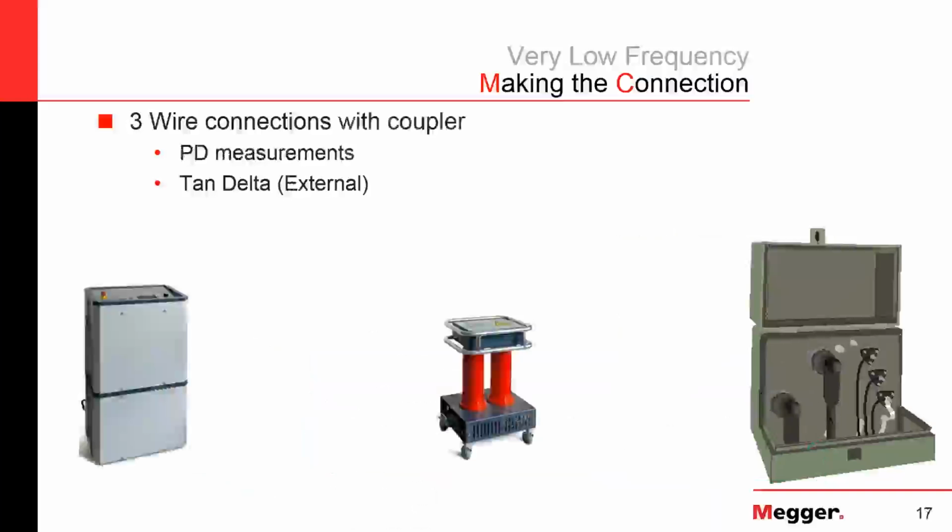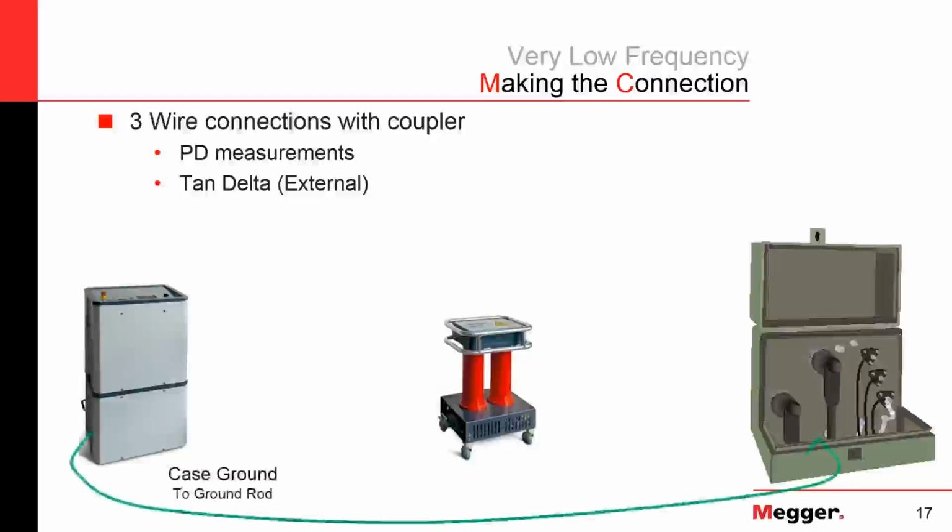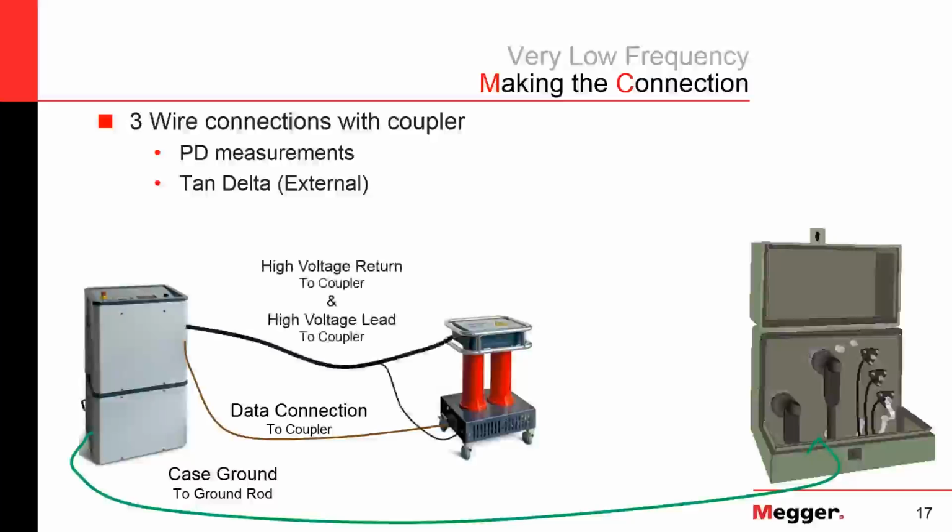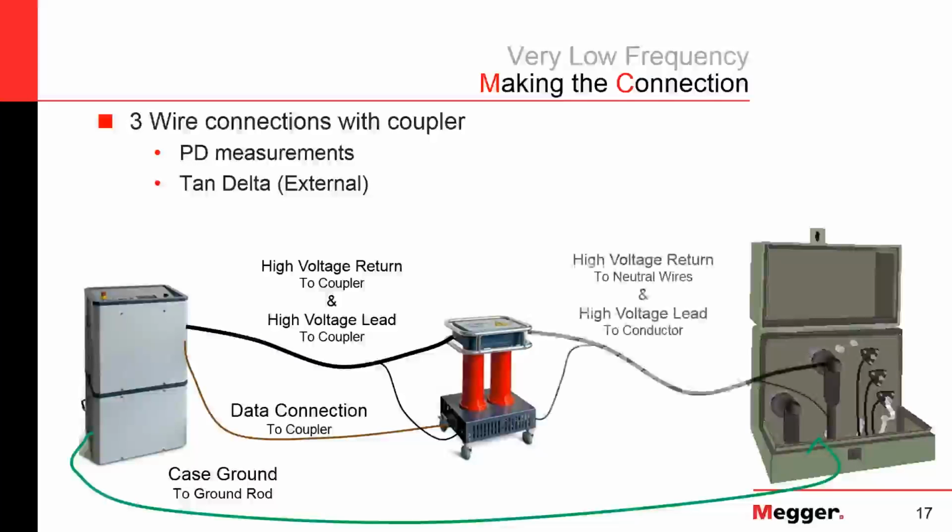For partial discharge testing or for units that have an external Tan Delta coupler, we need to include the coupler in the connection. So again, the case ground is always the first connection we make. We'll add a data connection to bring the data from the coupler back to the unit. Then we'll connect the high voltage return and the high voltage lead to the coupler. The last connections then will connect the coupler to the cable under test. And of course, same thing, we connect the high voltage return to the neutral wires and the high voltage lead to the conductor.